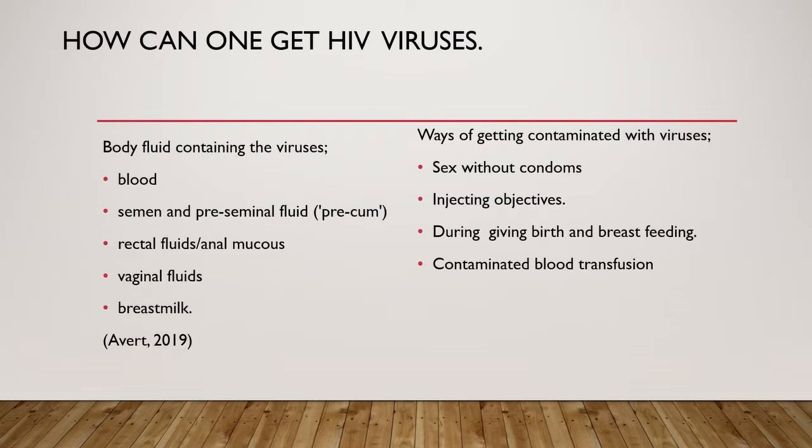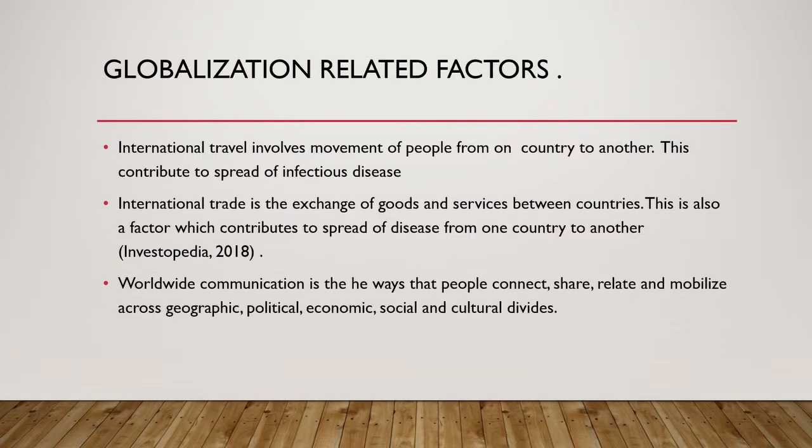First, we see the body fluids which contain the virus: blood, semen, preseminal fluid, rectal fluids, vaginal fluid, and breast milk. How can someone get infected with the virus from those fluids? The first way is sex without condoms, sharing injecting objects like needles, during birth and breastfeeding, and contaminated blood transfusion.